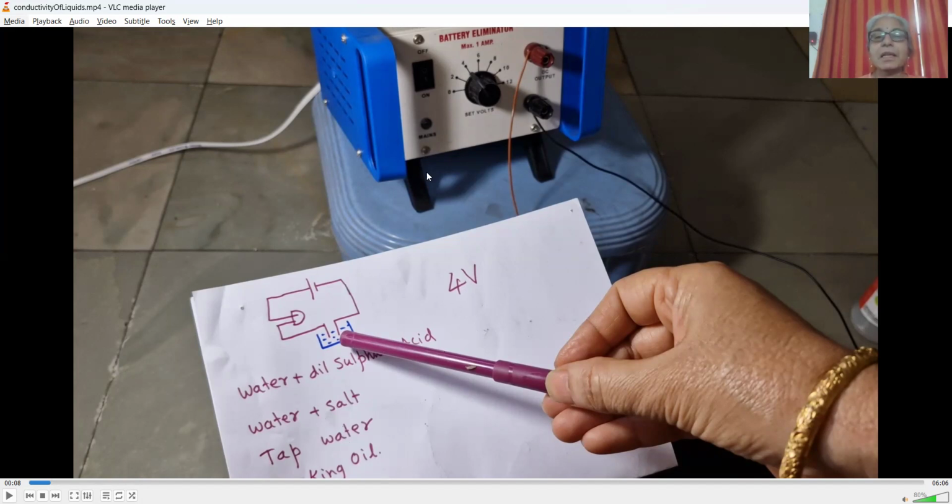Instead of a cell, I'm going to use a device called the battery eliminator. This works just like a cell. If you do it yourself, you have to use a 9 volt cell, which is available in the market. In this battery eliminator, the red terminal is the positive terminal of the battery, and the black terminal is the negative terminal.